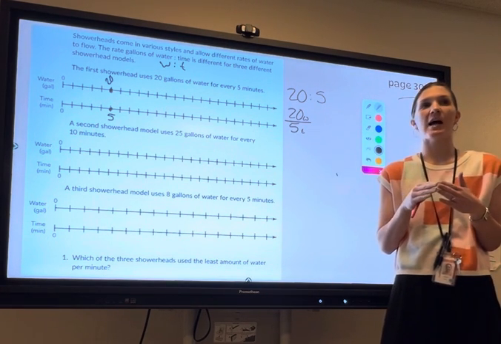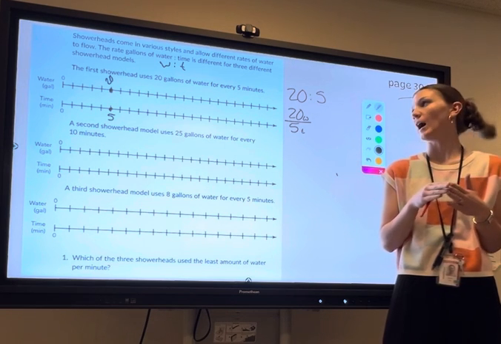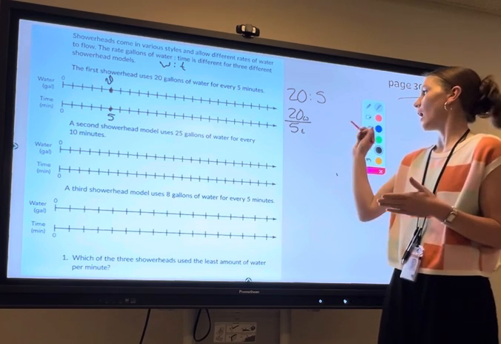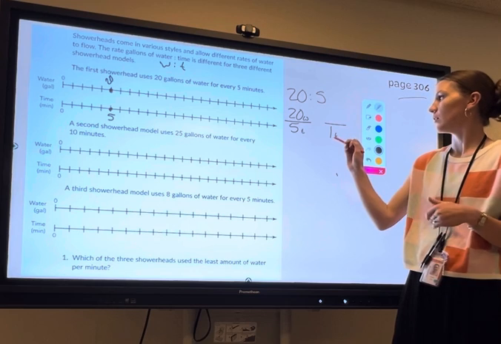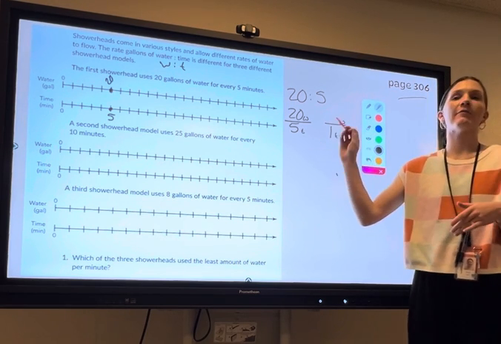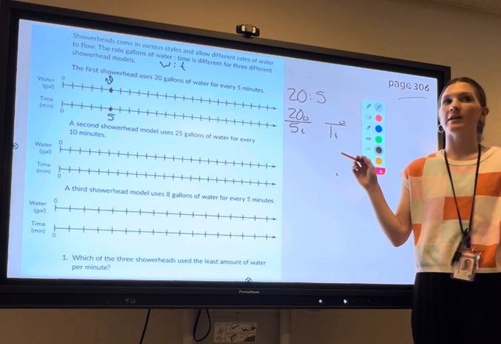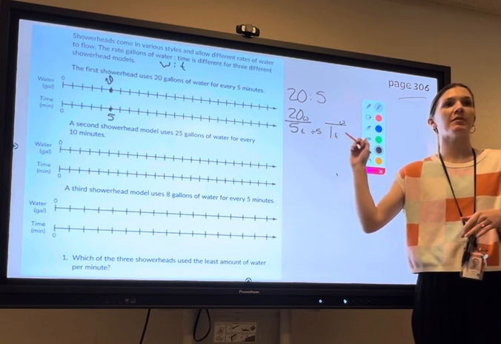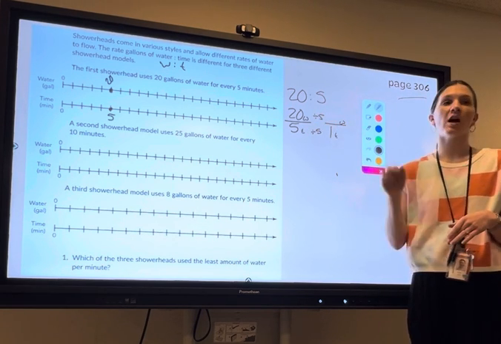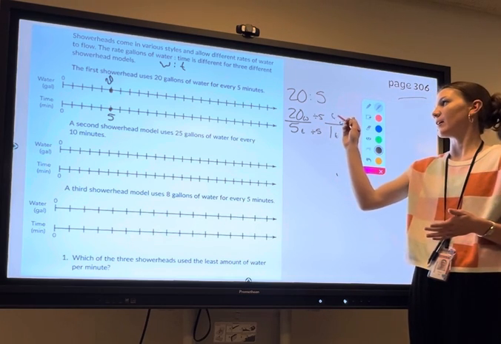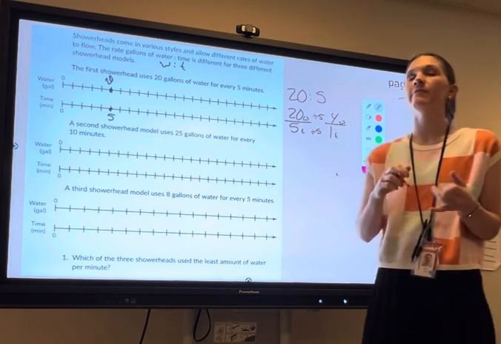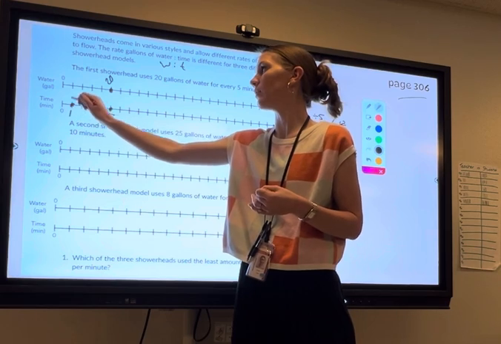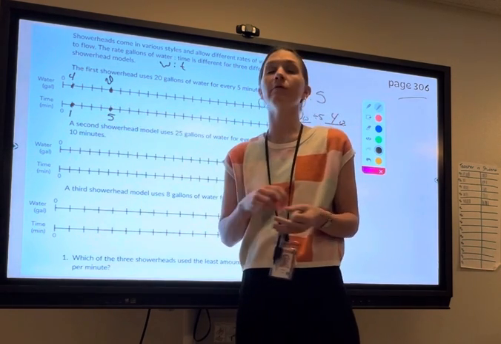If I wanted to find how much water I use in 1 minute, so my rate of gallons per 1 minute, I would need to do 1, and I'm looking for the water. How do I get from 5 to 1? I divide, right? 5 divided by 5 equals 1. If I divide the bottom of my ratio, I need to divide the top of my ratio, okay? 20 divided by 5 is 4. So it uses 4 gallons of water every single minute. So on my number line, I would have 1 minute, and that would be equal to 4 gallons, okay?